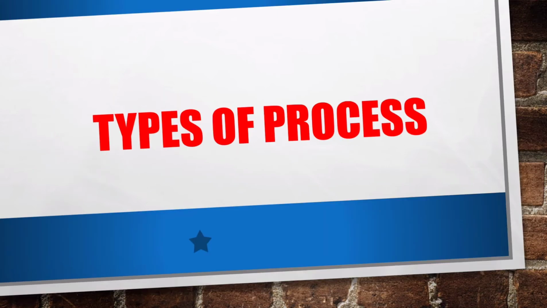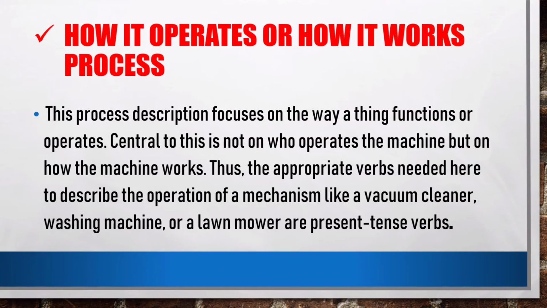Now let us proceed to the different types of process. The first type of process is the how it operates or how it works process. This process focuses on the way a thing should function or operate. Central to this is not the one who operates the machine, but how the machine works. In short, this type of process description is not focused on the person who will operate, but on how a certain thing works.